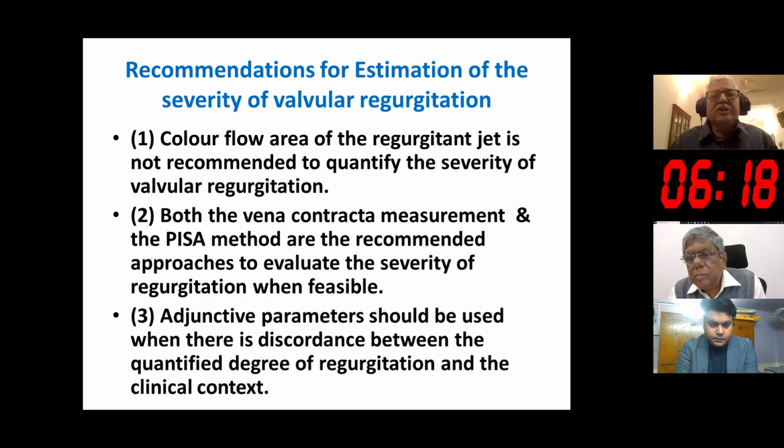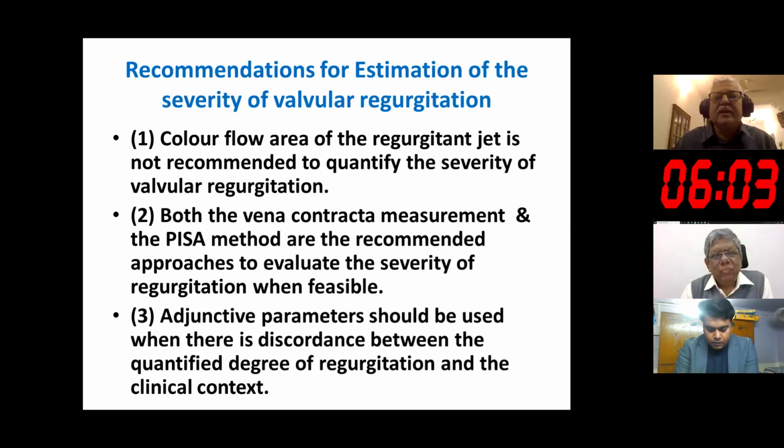So what are the recommendations for estimation of severity? The color flow area of the regurgitant jet is not generally recommended. Both the vena contracta measurement and the PISA methods are recommended approaches to evaluate the severity. Adjunctive parameters should be used when there is discordance between quantified degree of regurgitation and the clinical context.